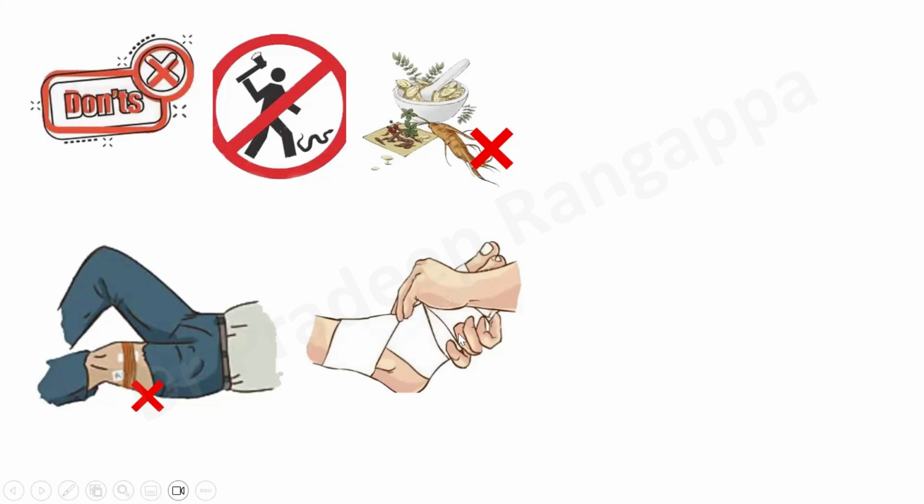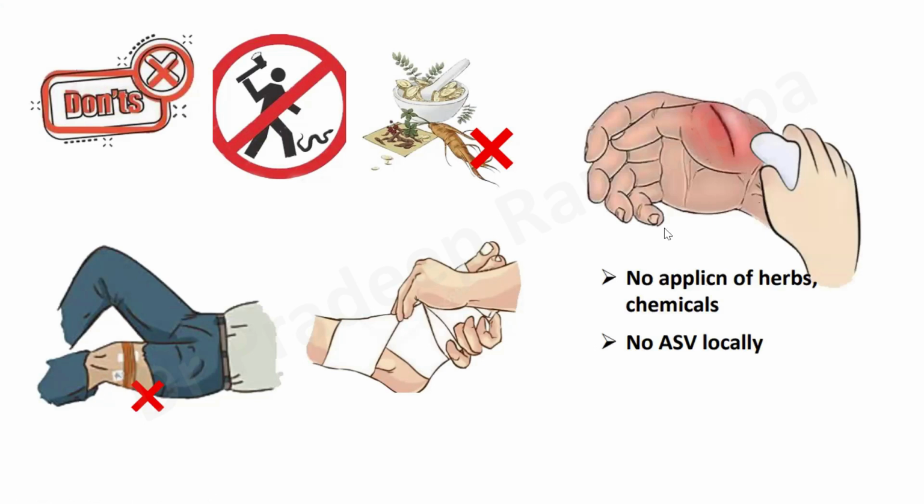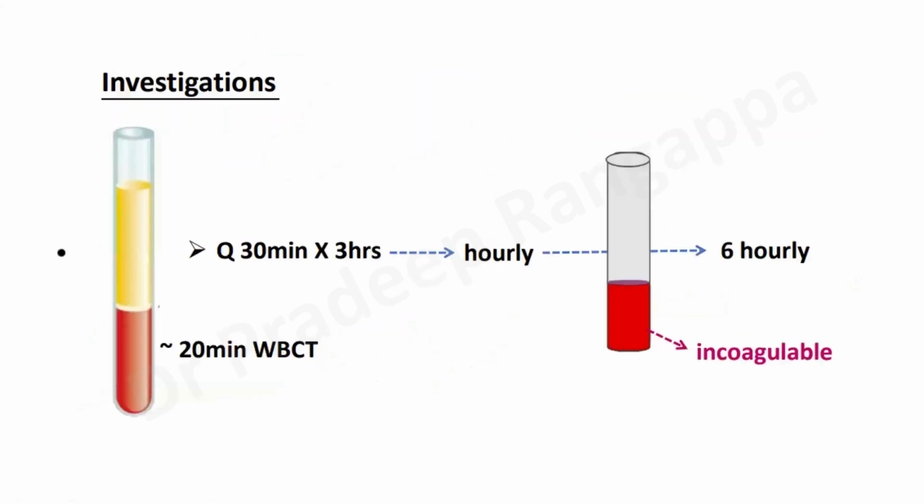So crepe bandage is something that is accepted. You can put a crepe bandage and immobilize the limb. And at the site of the bite, it is suggested that no manipulation of the bite site is done, by applying a gauze piece or by doing dressing of the snake bite or application of herbs, chemicals, and there's no role for anti-snake venom serum locally also.